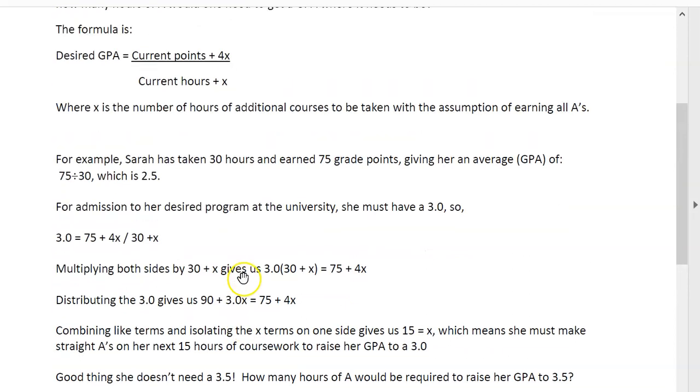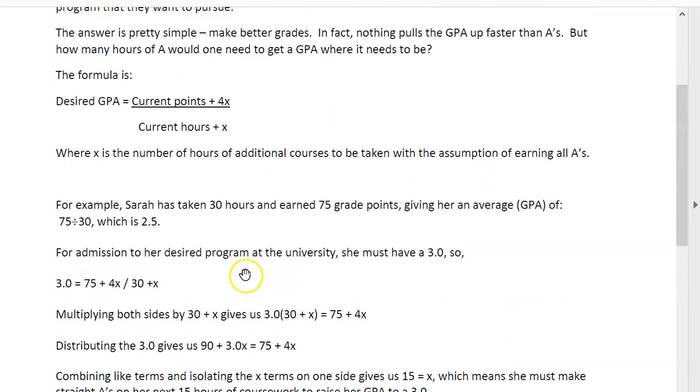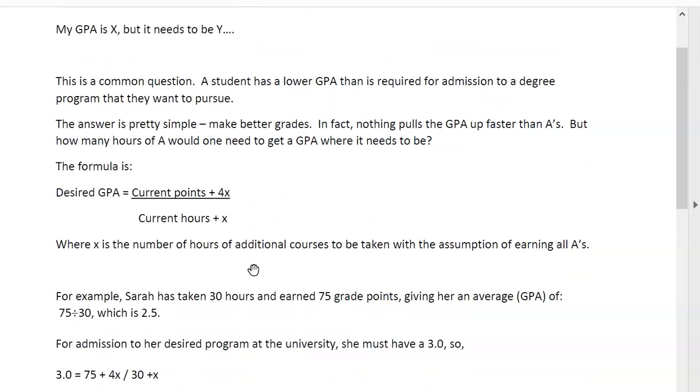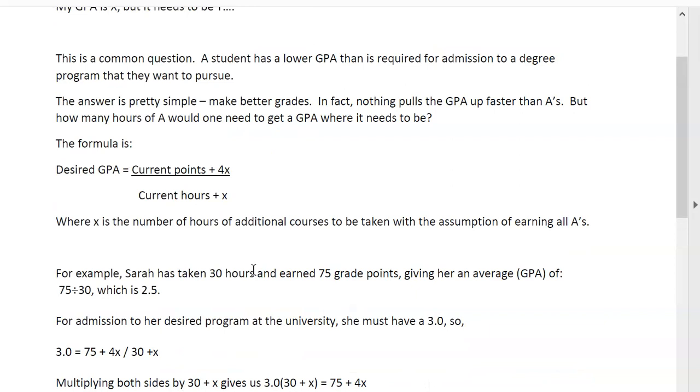So the simple answer, when your GPA is too low, take classes, retake classes that you made bad grades in, and this time make A's to get your GPA up. But this will let you see how many credit hours of straight A you would have to make to get your GPA up to a desired point. All right, hope this helps.